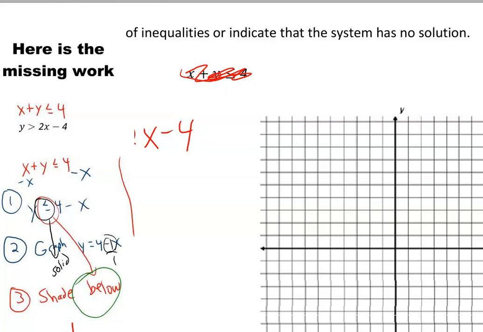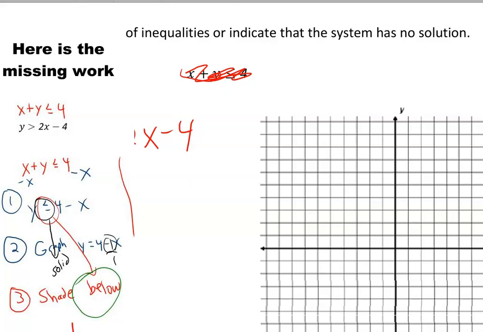So step 1 here, solve this for y. There's a little bit of work to do, but it's not that bad. Subtract the x to the other side, and you're good to go. Now it's solved for y. Step 2, we're going to graph this as an equation. Graph y equals 4 minus x.